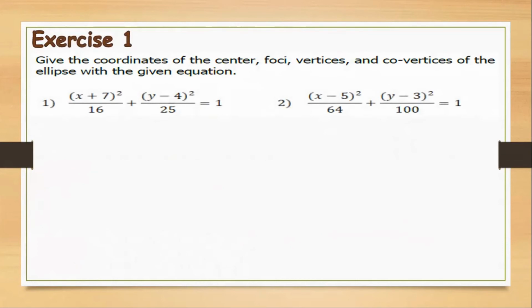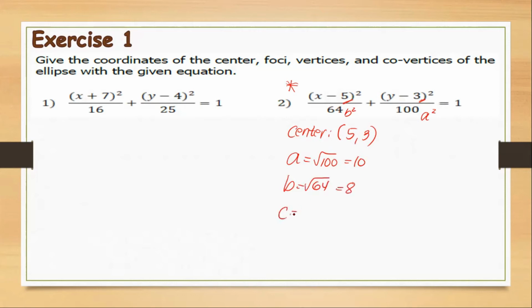Let's continue with our exercise 1. So, we have this one. I think I should answer this, number 2. Okay, so the center is at x minus h and y minus k. So our h is 5, and the center is at (5, 3). Now, this is our a squared, and this is our b squared. So we have a equal to the square root of 100, which is 10, and b equal to the square root of 64, which is 8. And so our c is equal to the square root of 100 minus 64, and that is the square root of 36. c is equal to 6.